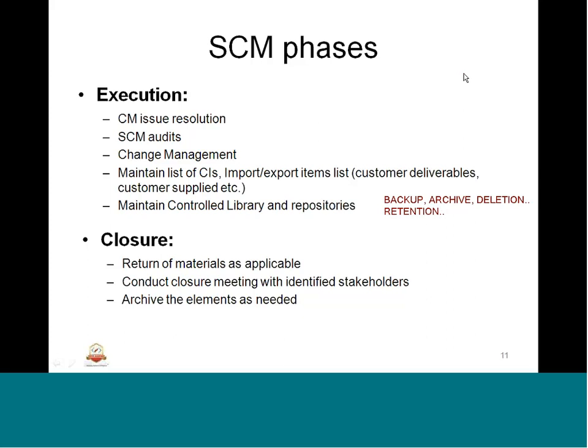What this basically does is identify any lessons or practices that we have followed in the project. We are going to document them, and that also can be configured and closed. Once we have done all this, we are going to archive the elements, the CIs, as needed. We are going to create a backup and put a retention and safety plan in place, in terms of where to keep it, what the location is, and all that. This will be part of the closure activities.